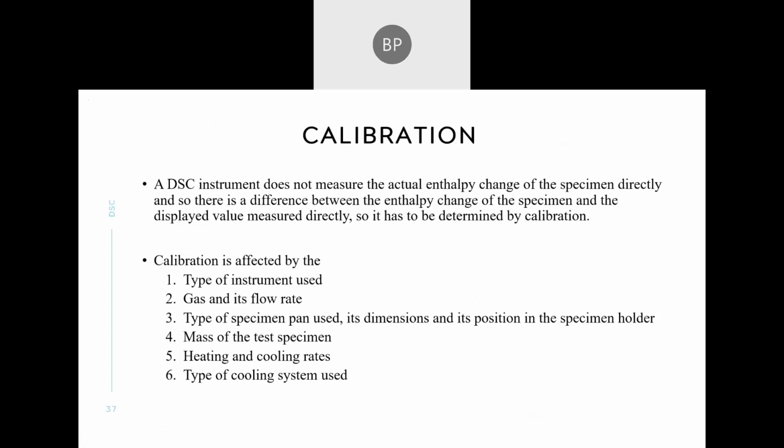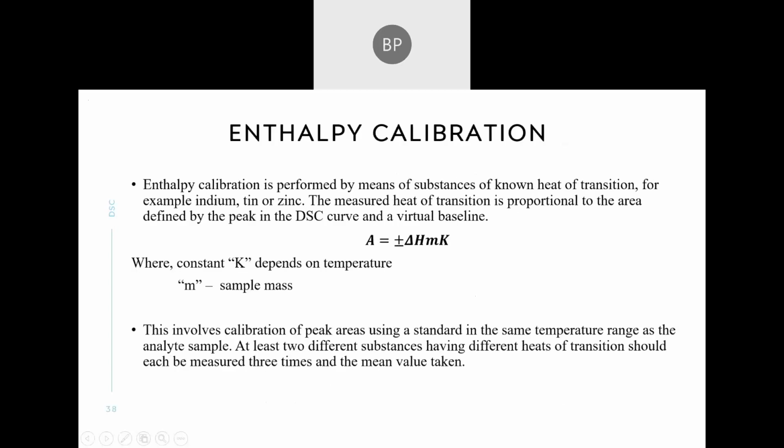Coming to the calibration part. Calibration is really important. Like any instrument, it doesn't give the true value, so it is equally important to calibrate whatever values we get from the experimental data. Let's understand how calibration is affected. It is affected by the type of instrument used, the gas and its flow rate, the type of specimen pan used, its dimensions and its position, the mass of the test specimen, heating and cooling rates, and the type of cooling system used.